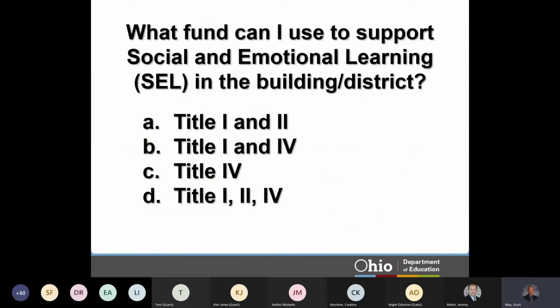All right, next question. What fund can I use to support social and emotional learning, SEL, in the building or district? A, Title I and II, B, Title I and IV, C, only Title IV, or D, Title I, II, and IV. Give you a couple seconds to think about that. You have to think about the allowable uses within each one of those grants.